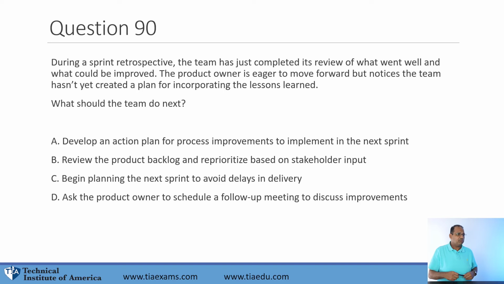Question. During a sprint retrospective, the team has just completed its review of what went well and what could be improved. The product owner is eager to move forward, but notices the team hasn't yet created a plan for incorporating the lessons learned. What should the team do next? Develop an action plan for process improvement to implement in the next sprint. Review the product backlog and reprioritize based on stakeholder input. Begin planning the next sprint to avoid delay. Ask the product owner to schedule a follow-up meeting to discuss improvements.